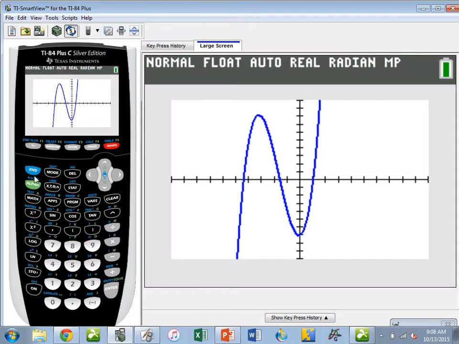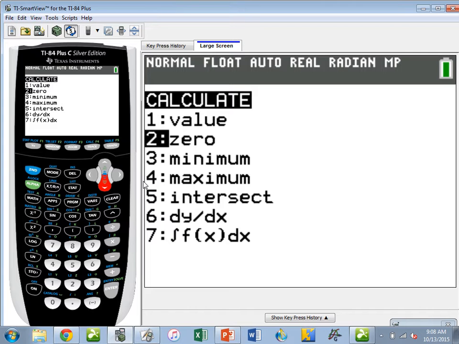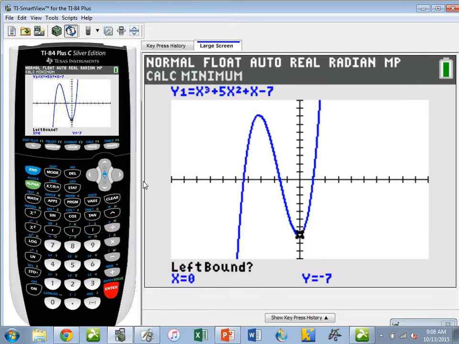So once again, I go to second trace and I go to minimum. I'm going to do the same thing here. For the left bound, I'm going to pick a point that's to the left of the minimum, push enter. The right bound, I'm going to pick a point that seems to be to the right of the minimum. I'm going to push enter again, and then my guess is where I think the minimum is. So it's going to be maybe right about there. And there are the coordinates for the minimum: negative 0.103, negative 7.051.